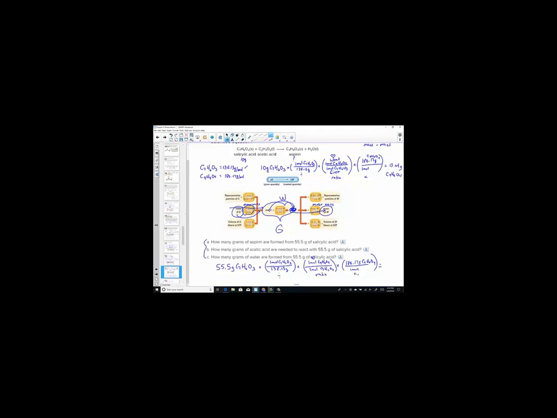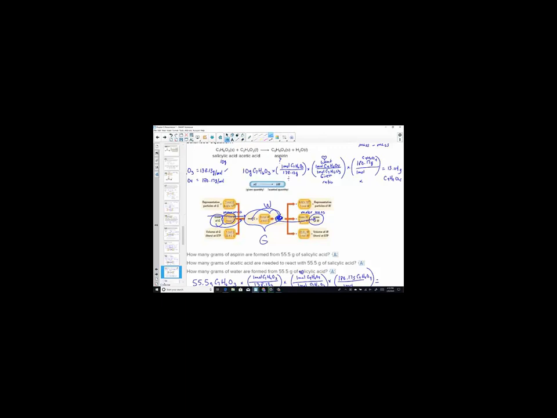So I'm going to hit that, see if we got a common answer. 55.5 divided by 138.13 times 1 over 1 times 180.17.